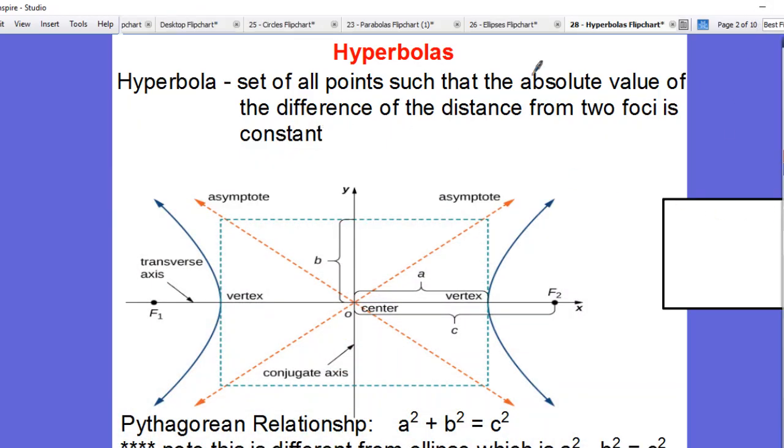So a hyperbola is a set of all points such that the absolute value of the difference of the distances from the two foci is constant. So we have the center, we have then a distance of a to the vertex. That means the distance of 2a, that would be the transverse axis.